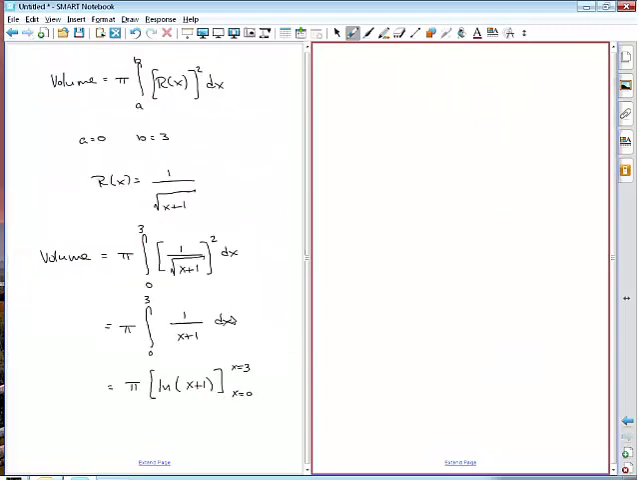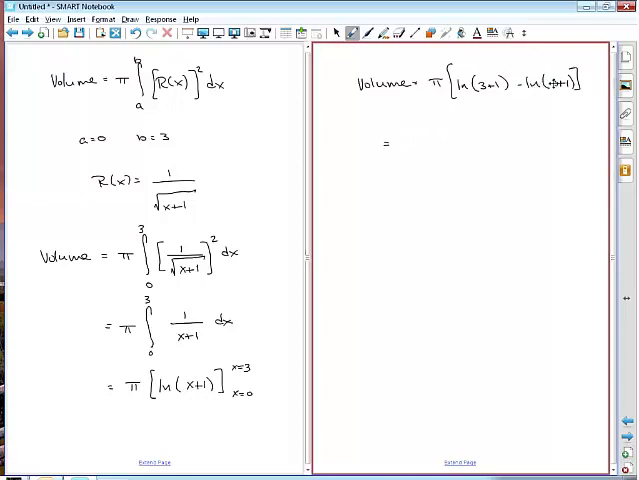Now in this case, because it's not a polynomial, the lower limit is not going to give us 0. It's going to give us something other than 0, possibly. Well, it actually does give us 0, but it doesn't necessarily have to be that way. So don't always assume it's 0. So you get pi times the natural log of 3 plus 1 minus the natural log of 0 plus 1.